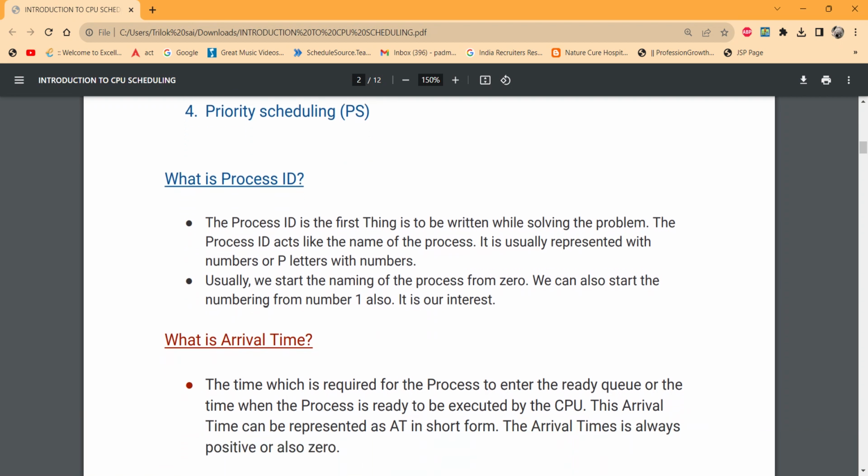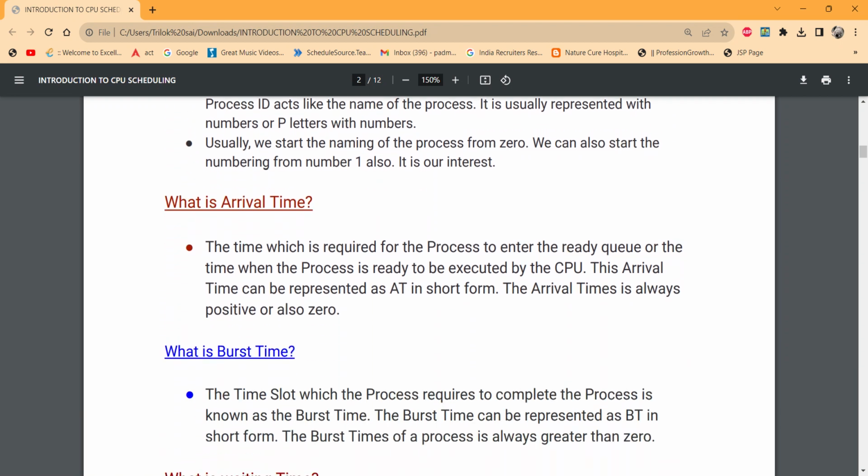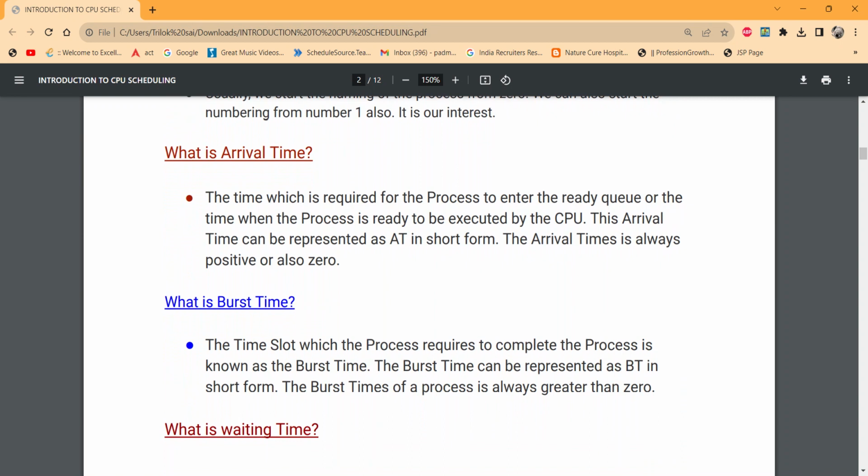Now moving on to the next heading, what is arrival time? The time which is required for the process to enter the ready queue, or the time when the process is ready to be executed by the CPU. This arrival time can be represented as AT in short form. The arrival time is always positive or also zero.